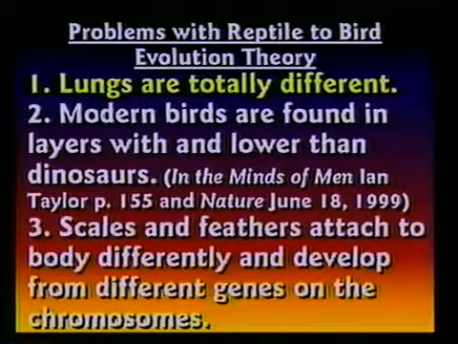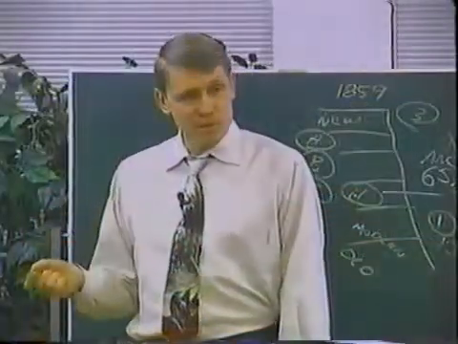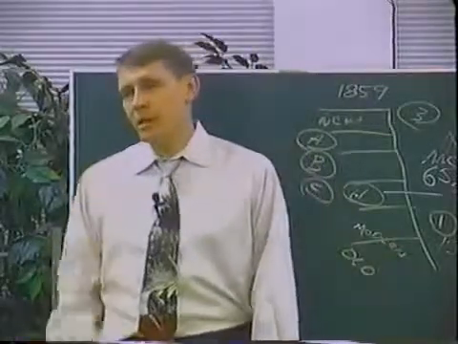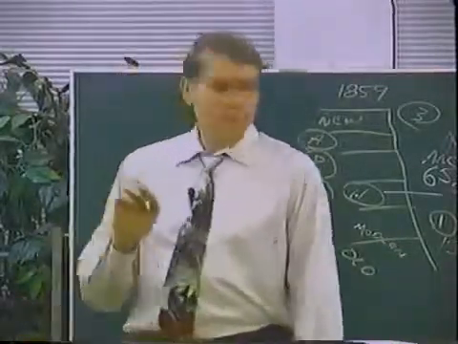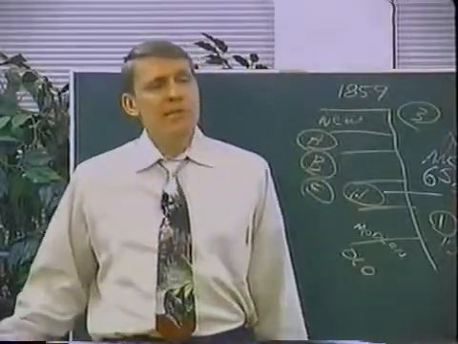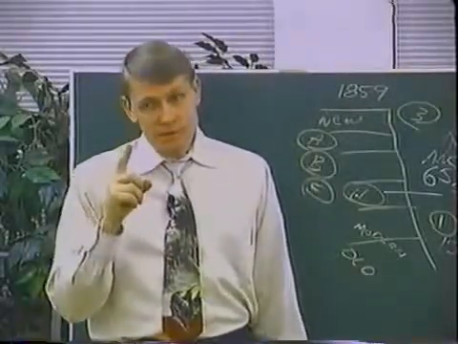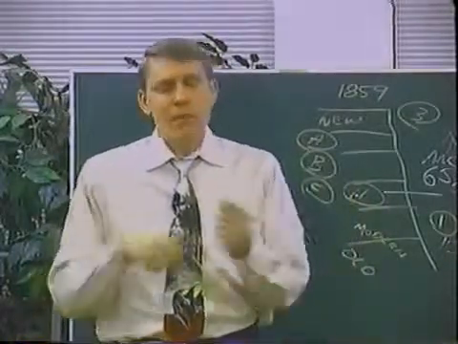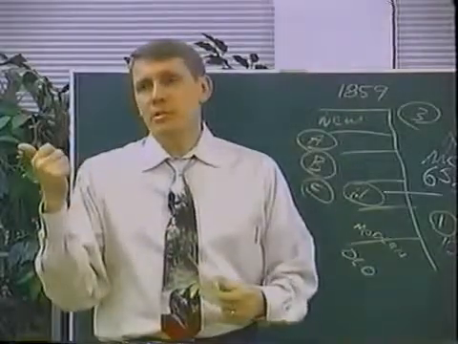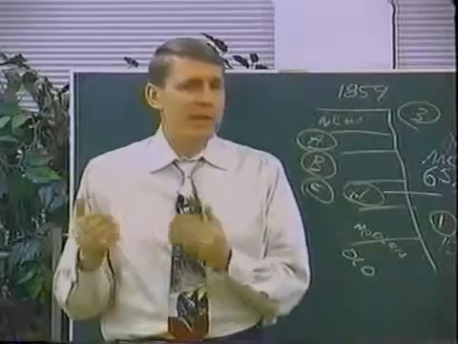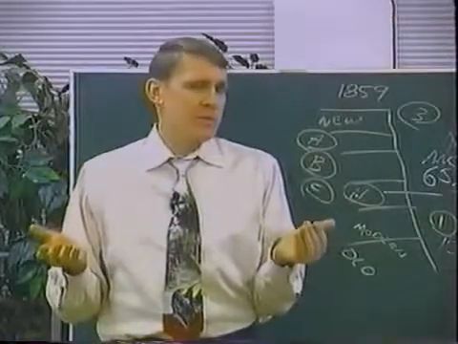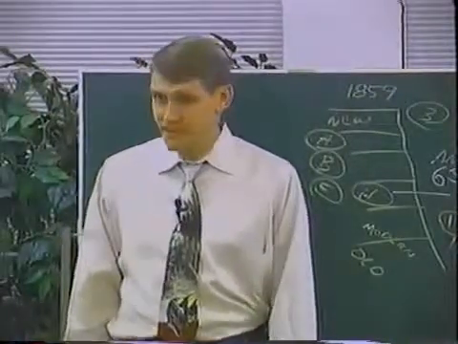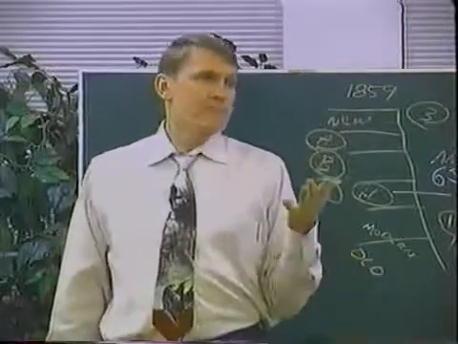Scales and feathers attach to the body very differently, and they develop from different genes on the chromosomes. Birds have a 4-chambered heart. Most reptiles have 3. Here's another very serious problem, because a 3-chambered heart brings in the blood from the lungs, which has oxygen, and it brings in blood from the rest of the body, which does not have oxygen. Your body's used it up, and it mixes them, and it sends it out as a mixture. It's only half oxygenated, and they can survive just fine on that. That's why a lot of lizards and reptiles lay around an awful lot. They just don't have the energy to run around hard all day, like our dog.